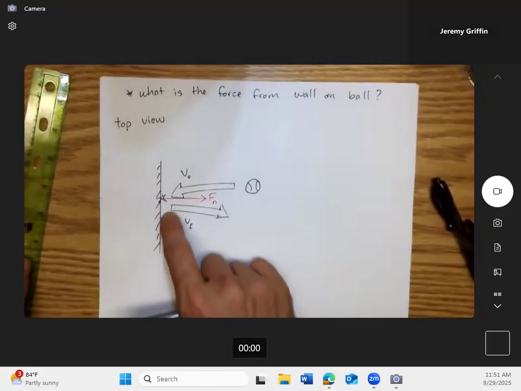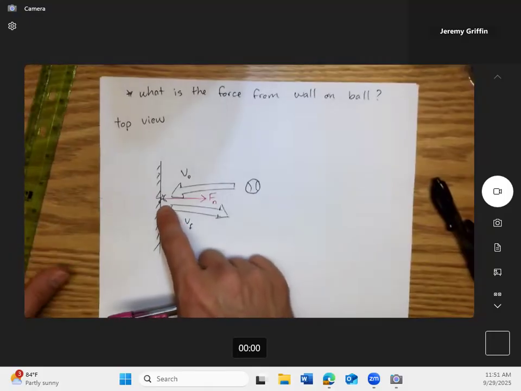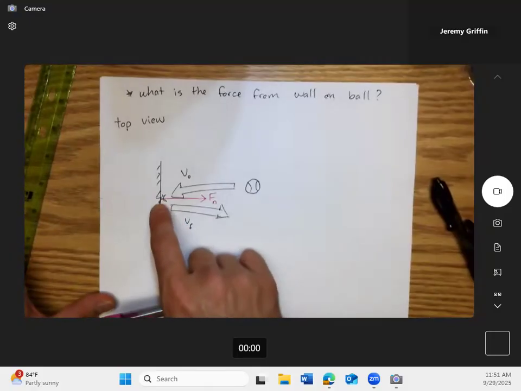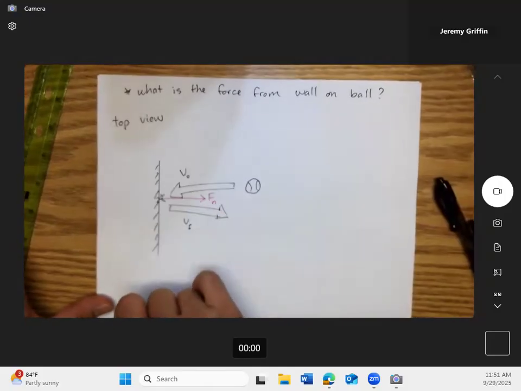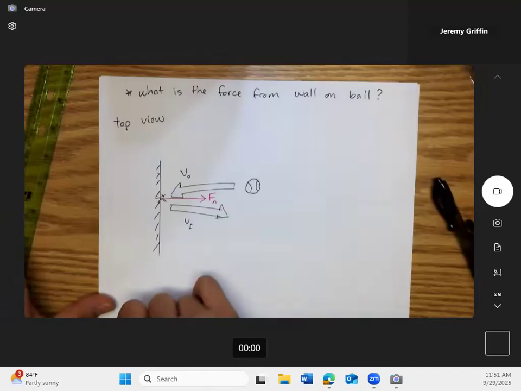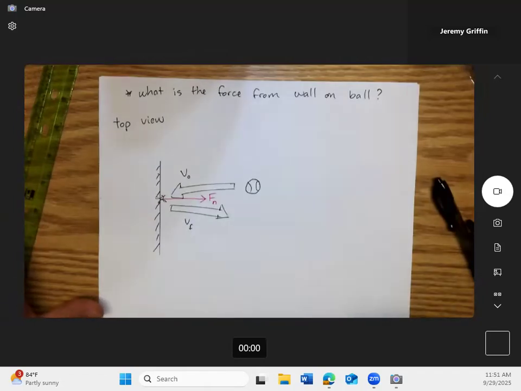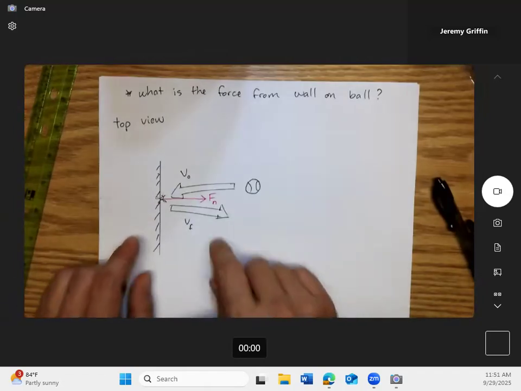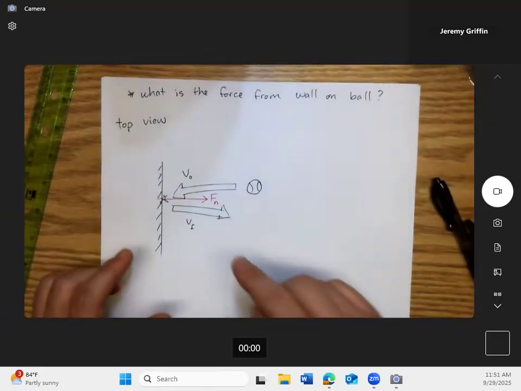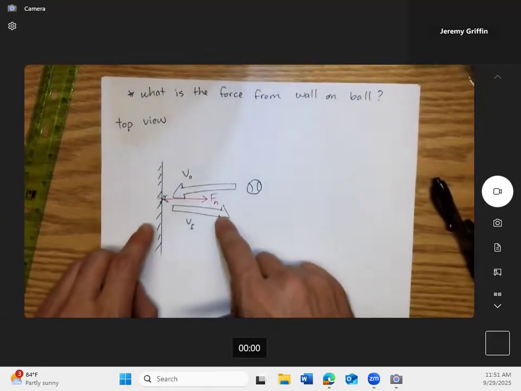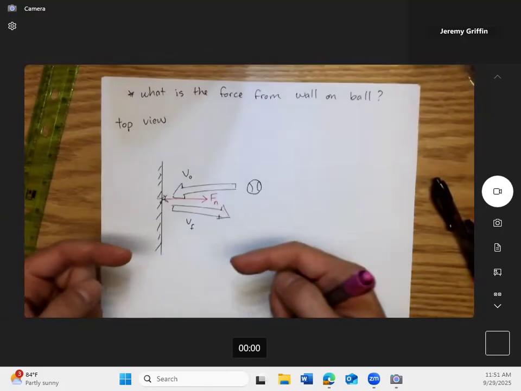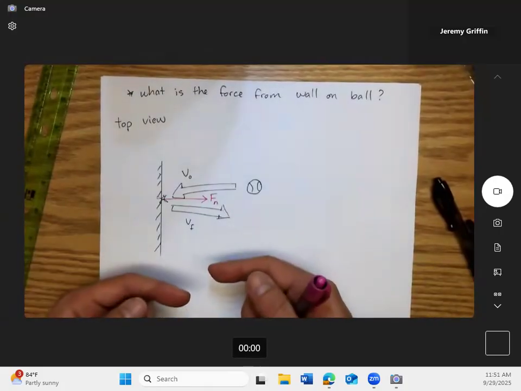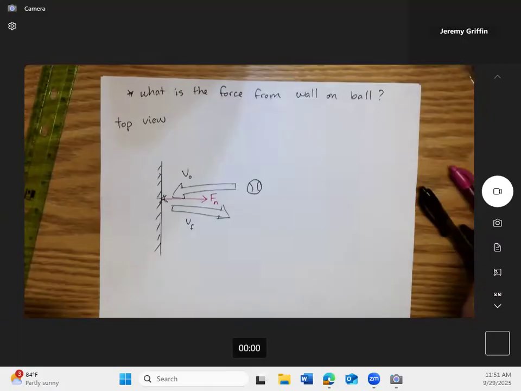Actually, while the ball is colliding with the wall, which force is bigger: the force from the wall on the ball, or the force from the ball on the wall? Equal. Is that a Newton's third law question? AP always likes to slip a Newton's third law somewhere, so we're at least expecting it. Guys, they're the same force. The force from the wall on the ball is the force from the ball on the wall. Same magnitude, opposite directions. One's left, one's right.